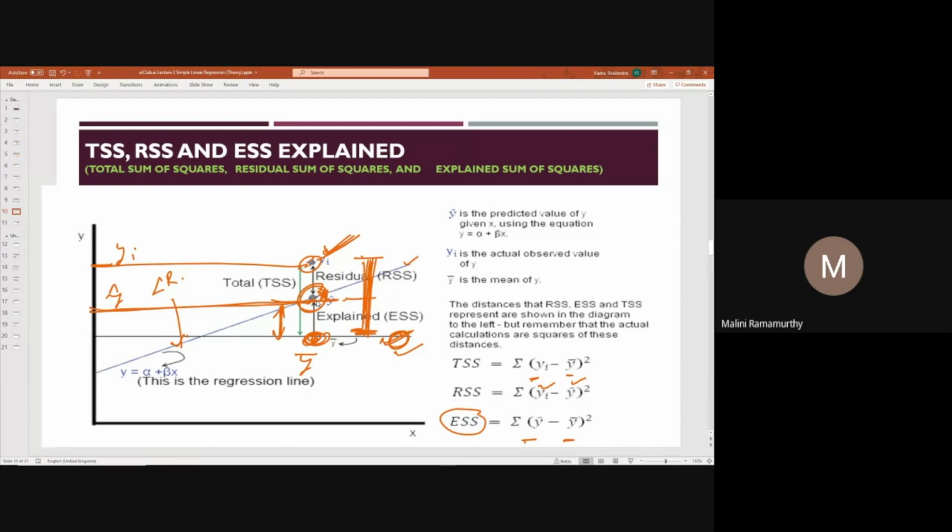Yes, sir. So residual sum of squares is the difference between the actual point, the observation, and the model predicted one. Explained sum of squares is the difference between the model predicted one and the mean. That is the variance. So total would be the sum of both of these. TSS is RSS plus ESS.